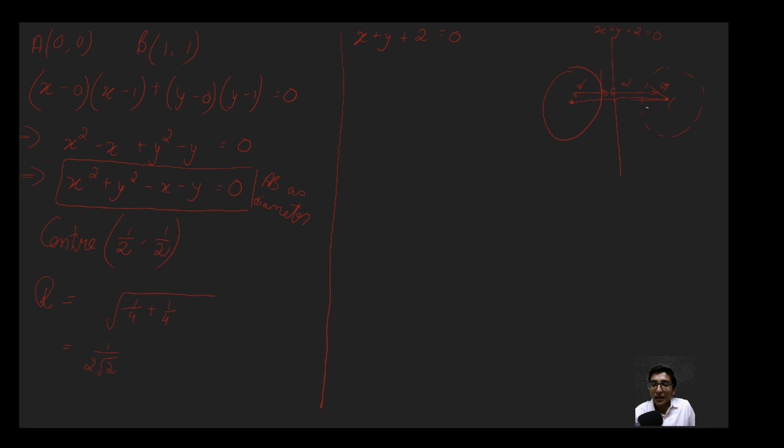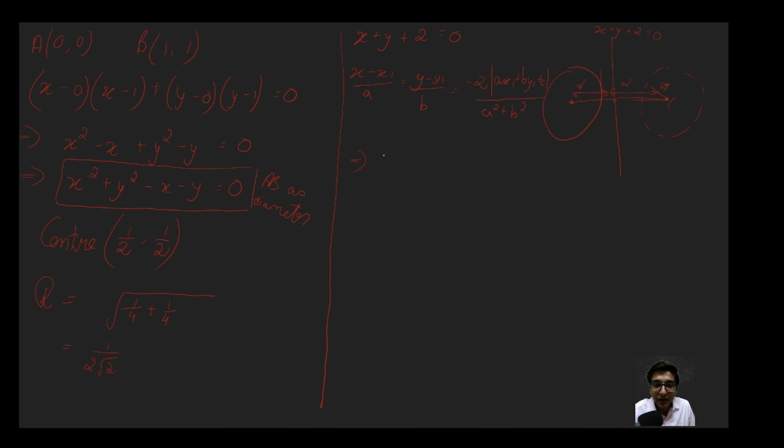So I hope you all remember, we had studied in straight line the image of a point on a line formula. So let us apply that here. It used to be x minus x1 by a is equals to y minus y1 by b, and this is equal to minus 2 times ax1 plus by1 plus c upon a square plus b square. So let us use this formula with the center.